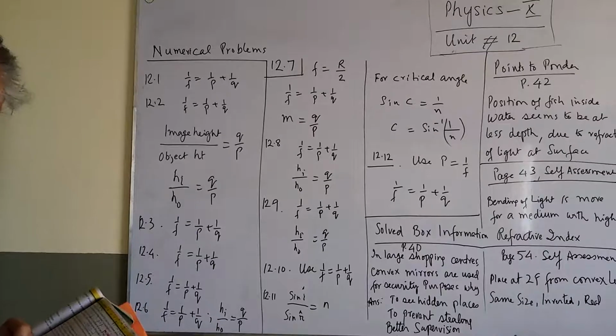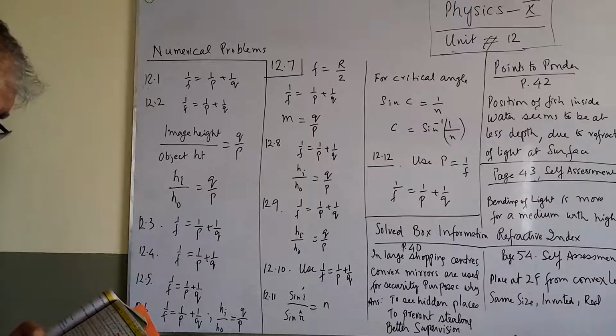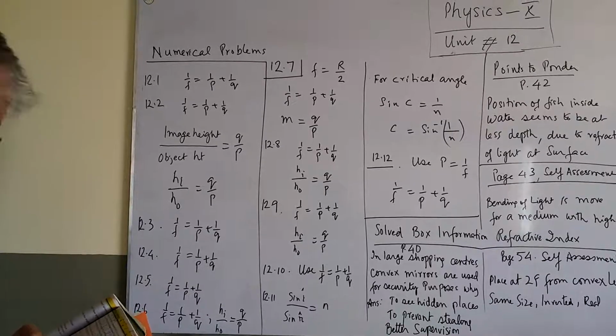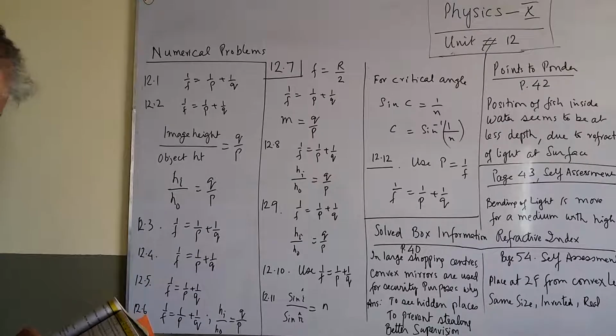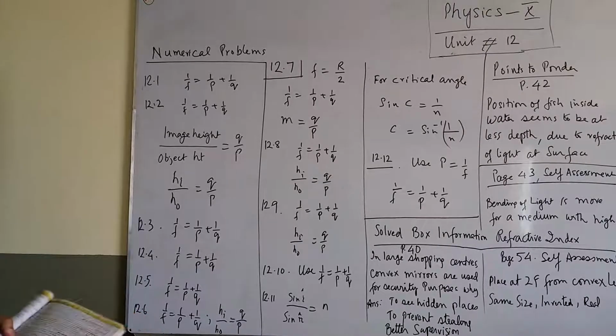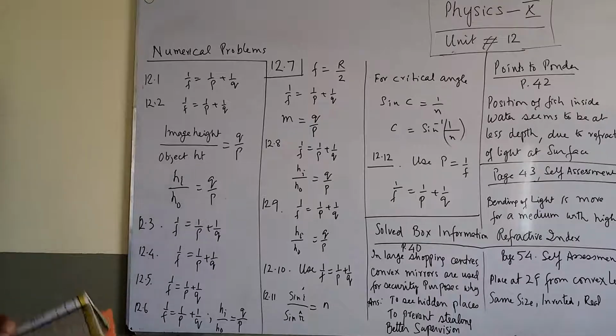12.3. An object and its image in a concave mirror are of the same height, yet inverted when the object is 20 centimeters from the mirror. What is the focal length of the mirror? 12.3. So use this formula 1 over f is equal to 1 over p plus 1 over q.